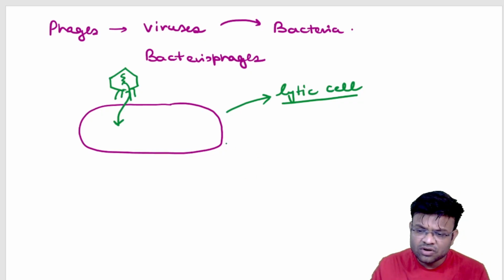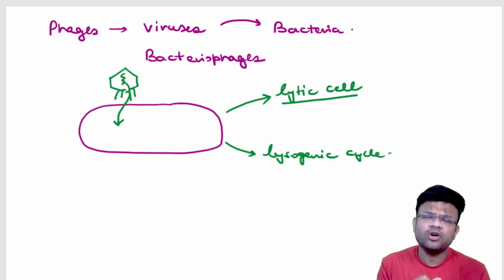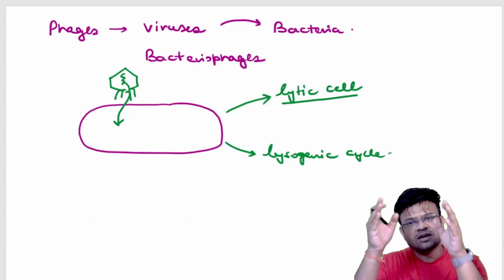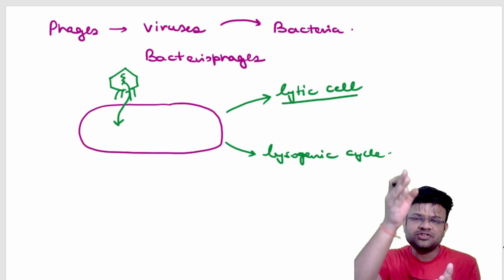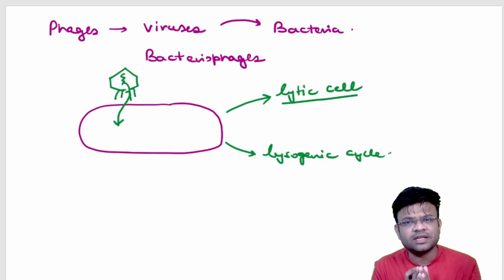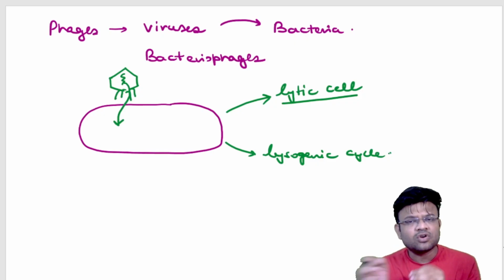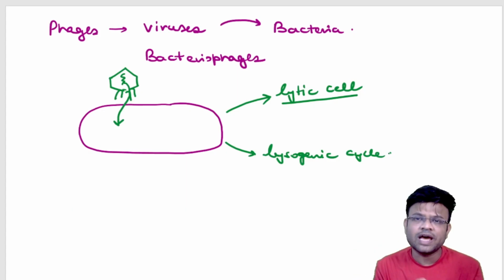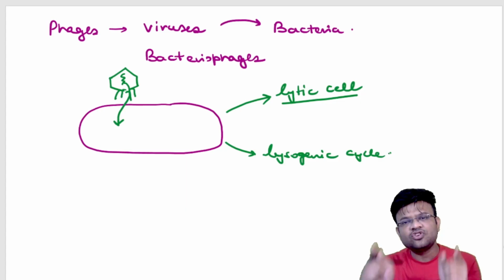Now the next, different type of cycle that can be executed is called the lysogenic cycle. What do you mean by lysogenic cycle? In this case, everything is the same. That means the virus will be coming, it will be infecting the E. coli, the genome of the virus will be coming inside the bacteria. But now over here, the viral genome will not cause lysis inside the bacteria. Then what will happen? The genome of the virus will be integrating inside the genome of the bacteria.